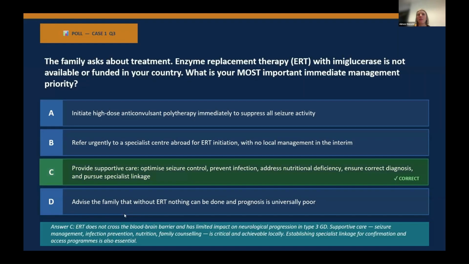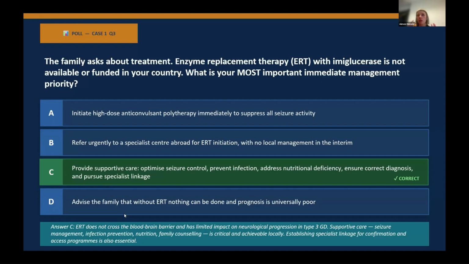So nobody went with A. The answer we were looking for was C. So I think what we have to remember here is that although enzyme replacement therapy is really good for visceral disease, so for your systemic manifestations, for your hematological manifestations, and your enlarged liver and your enlarged spleen, it's not going to correct your neurological disease. And so for a child like this with established disease who has a significant neurological disease burden, we have to think holistically, and we have to think realistically about what we can offer this patient.